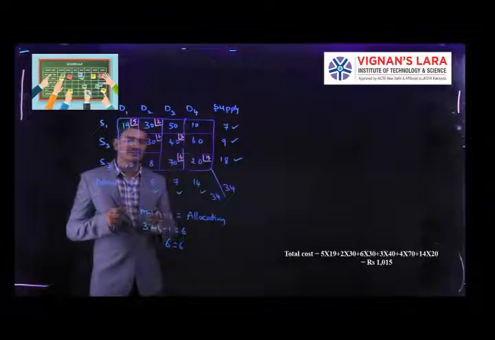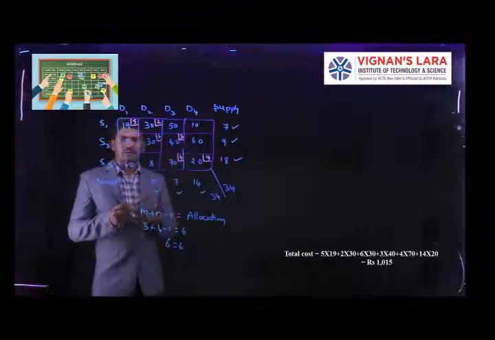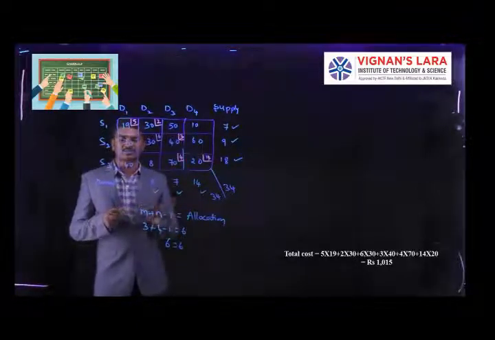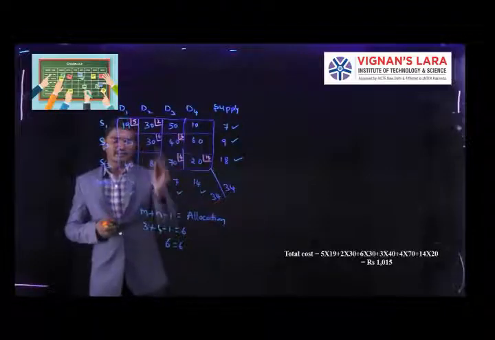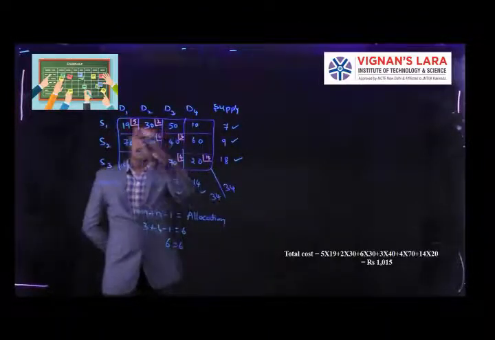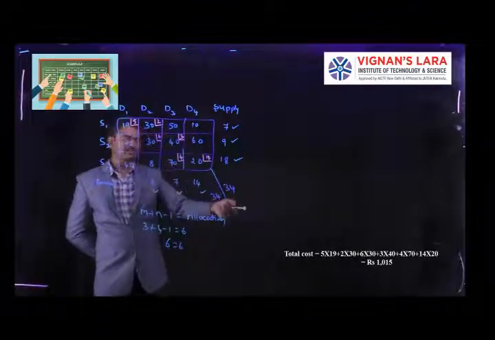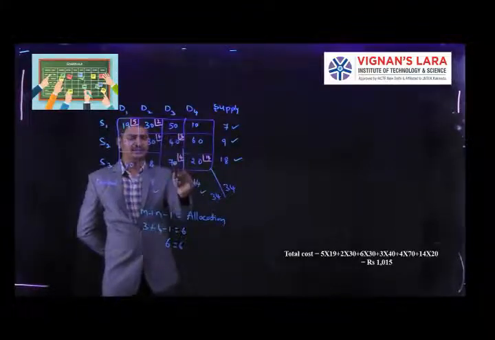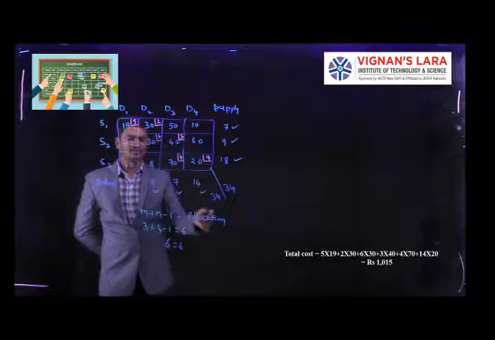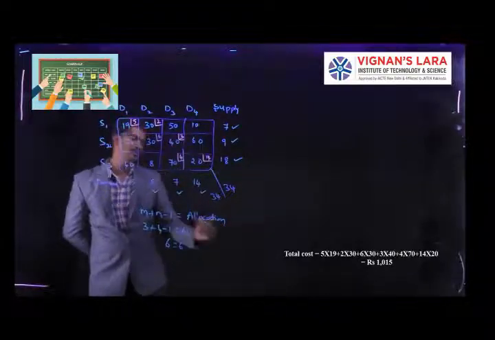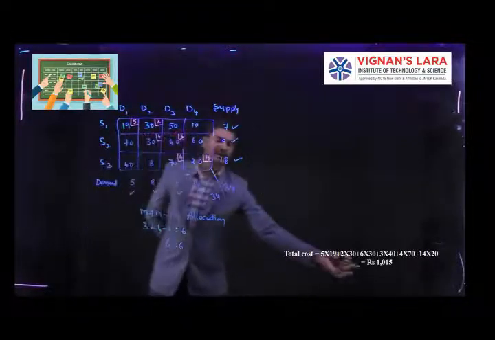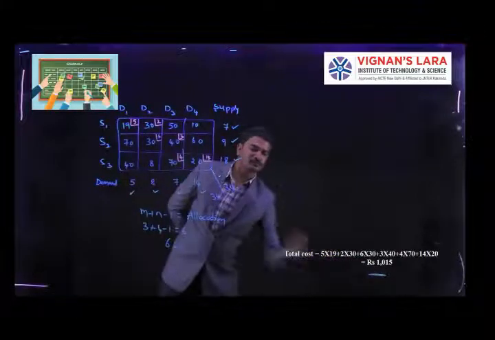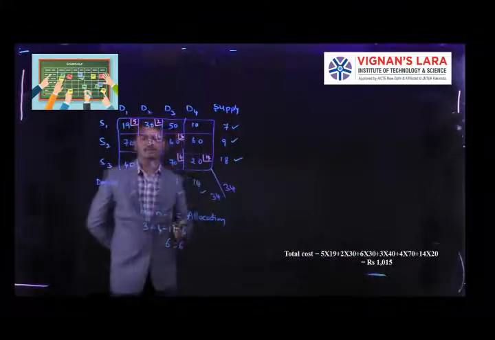Next, coming to the initial feasible solution. Coming to the initial solution, we are finding the total cost. It is available on our screen: 19 into 5, 30 into 2, 30 into 6, 40 into 3, 70 into 4, 20 into 4. Finally we get 1015 rupees. 1015 we are getting here.